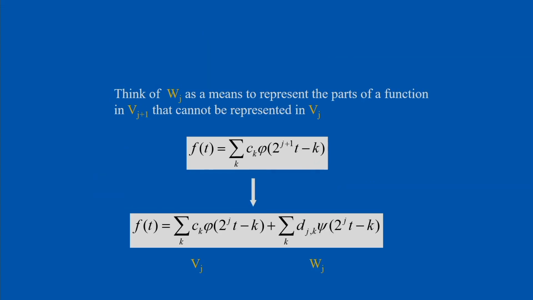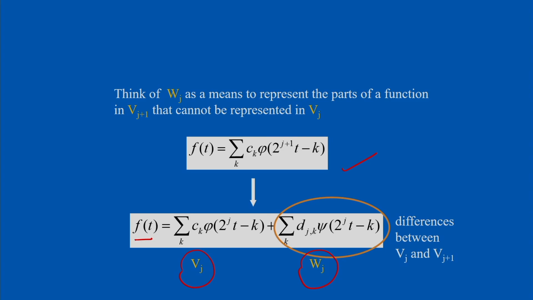So that means you can see these functions, this f(t), instead of considering only one basis function, I am considering two basis functions. One is phi, another one is psi. So I am getting Vj and another one is Wj. Wj is the difference between Vj plus 1 and Vj. That difference I am calculating. So the signal or the function f(t) is represented by using these two basis functions.